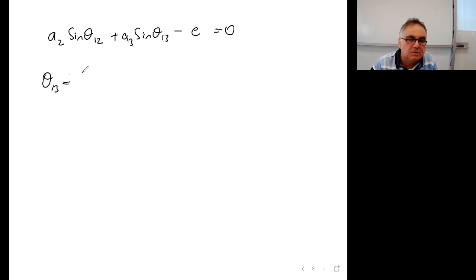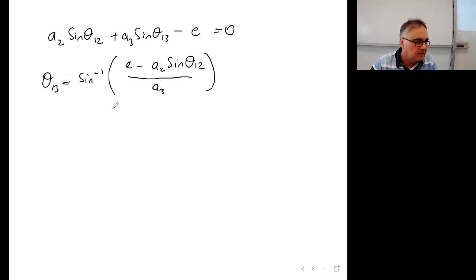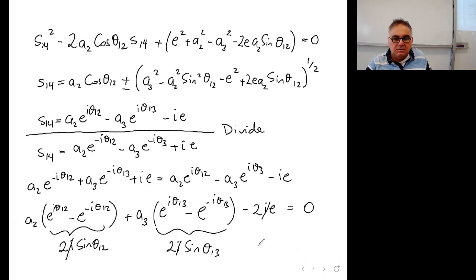So theta 1, 3 is simply sine inverse of E minus A2 sine theta 1, 2 over A3. That's all. So that's the result. And for the S14, we had obtained the result here. Okay. Is there anything that's unclear?